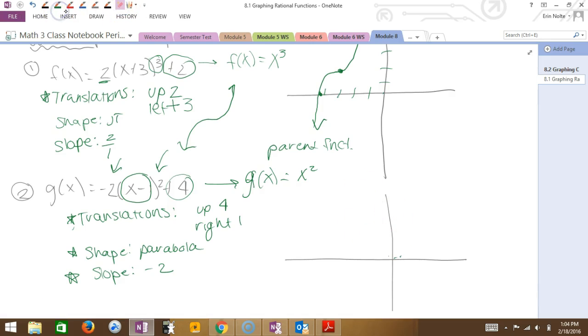Okay, so I start at 0, 0. And I know I'm going up 4 and right 1. So here's my new origin, or my new reference point, I mean. And I know my shape is down, because I have a slope of -2, so it's down 2 over 1. Down 2 over 1. And then down to back 1. So it's going to look like that. Okay.